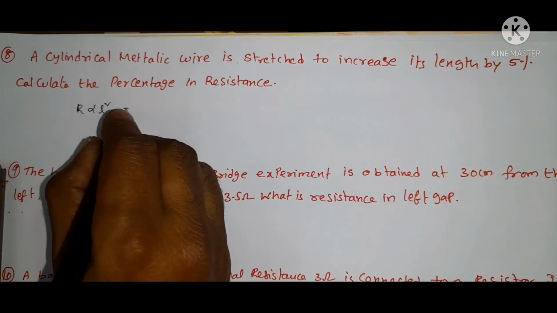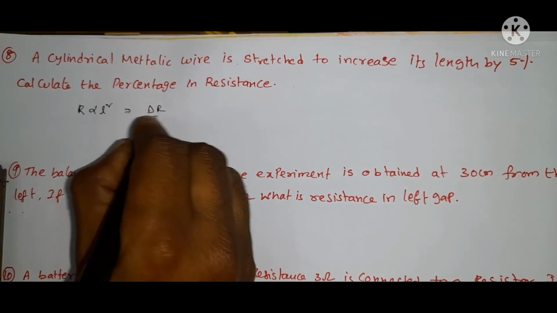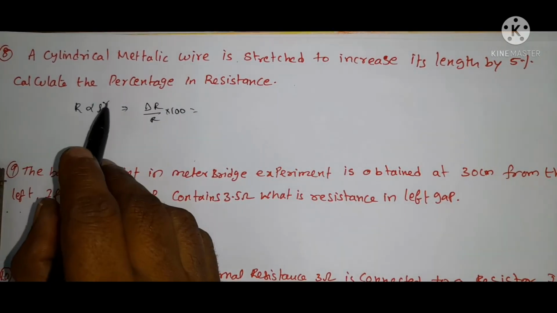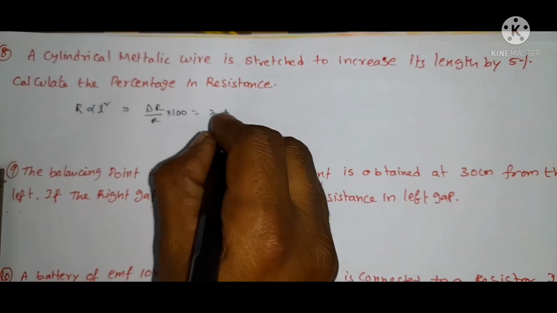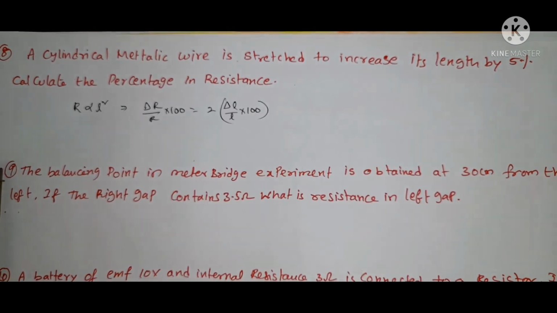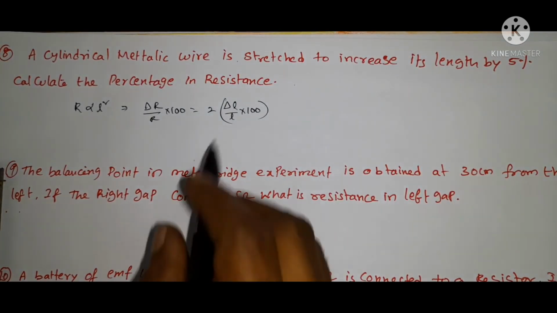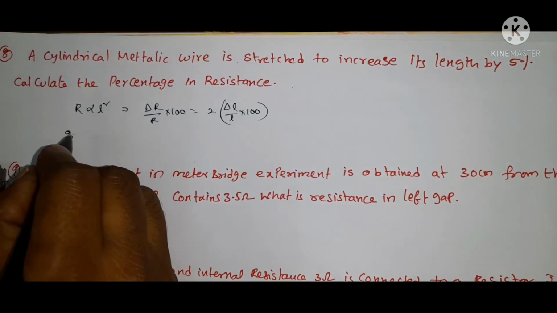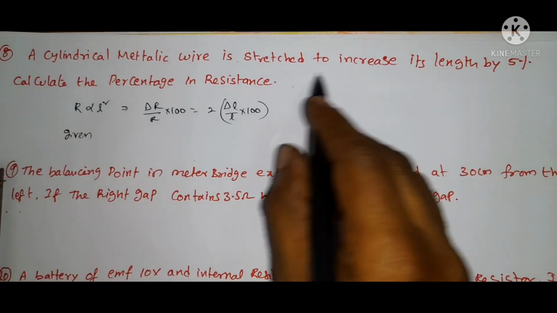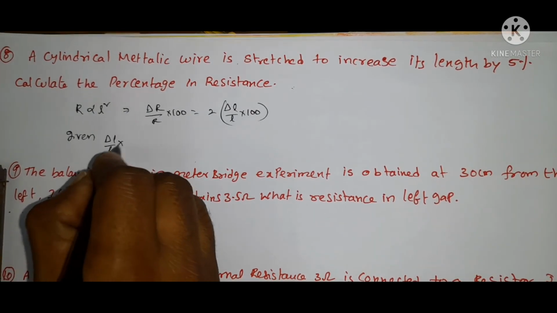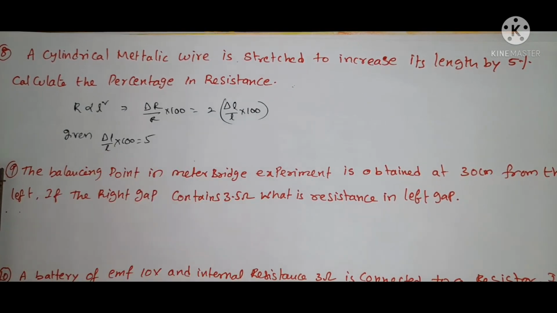So in terms of percentage, delta R by R into 100 is equal to 2 into delta L by L into 100, since the L squared means the 2 comes in front. This is the formula. As given here, the length is stretched by 5%, that is delta L by L into 100 is nothing but 5.